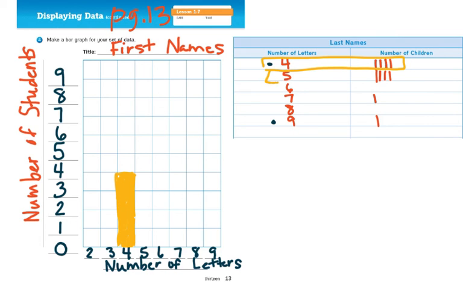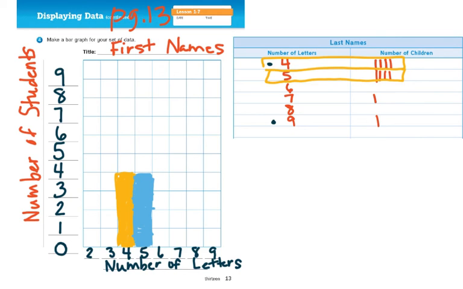Let's move to the next one. 5 letters. There were also 4 students who had 5 letters. So I go to 5 letters and I'm going to shade in up to the number 4 to indicate there were 4 students. So right now we have the same amount of students who had 4 letters in their first name and 5 letters. There were no students with 6 letters in their first name, so I'll just skip that one.